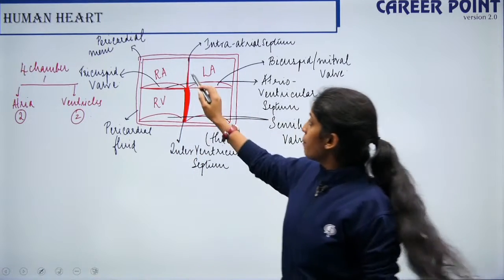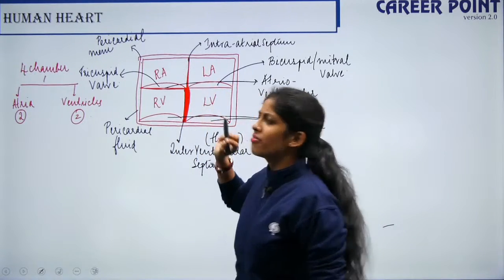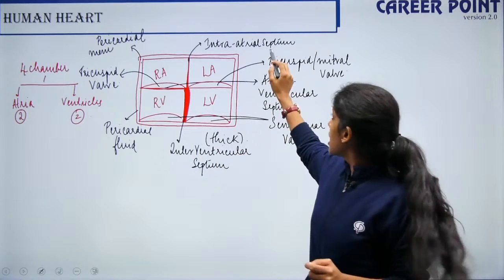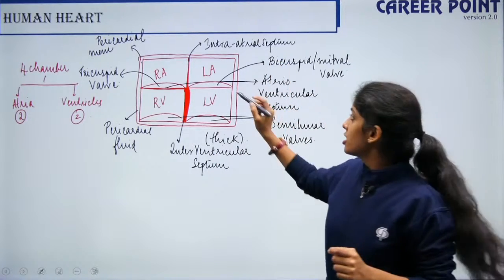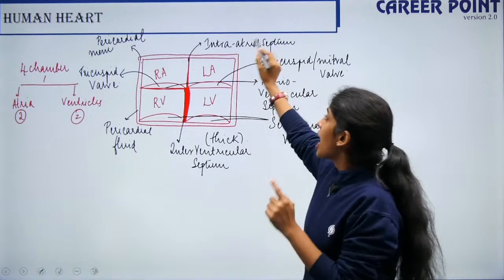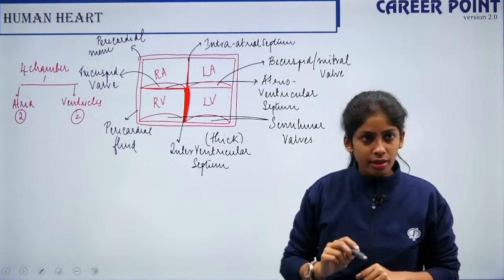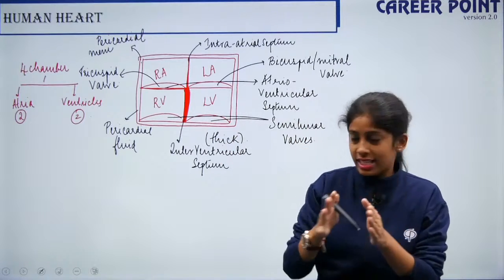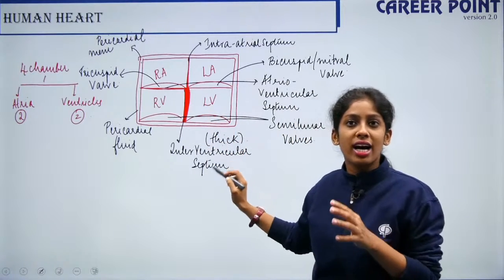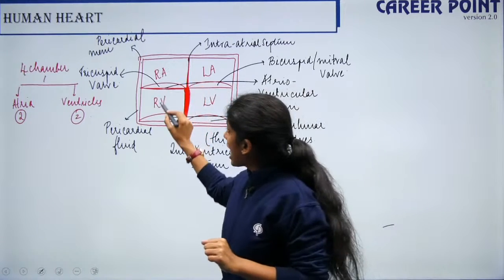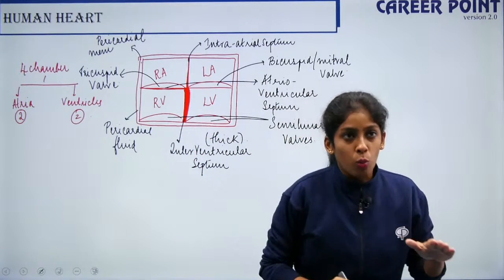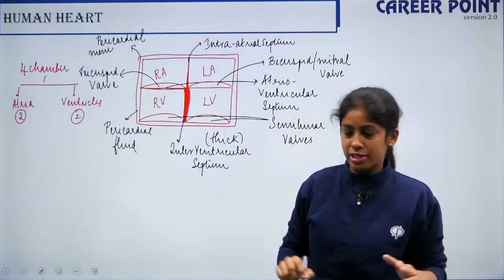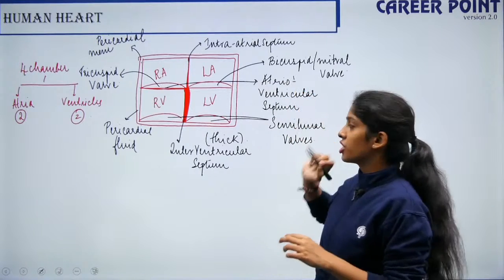In between the 2 atria, we have a very thin wall. The septum is a wall. So this is very thin. This is the interatrial septum. Between the 2 ventricles, the wall is very, very thick. So that is the interventricular septum. Between the atria and ventricle also there is a wall. A wall is a septum. So that is the atrioventricular septum.